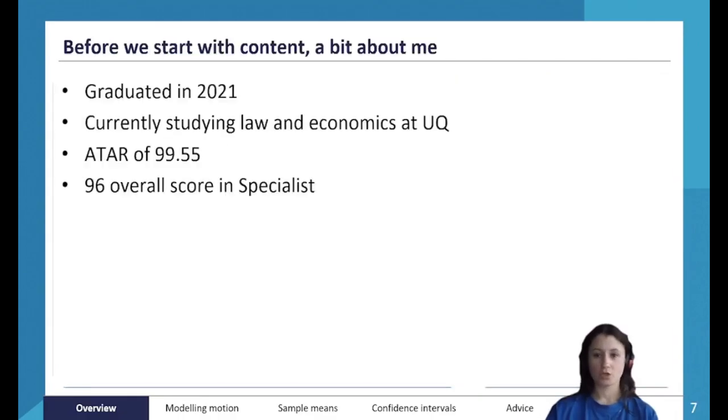Okay. So before we get into it, just a little bit about myself. I graduated in 2021. I'm currently studying law and economics at UQ. I got an ATAR of 99.55 and my overall score in specialist was 96.